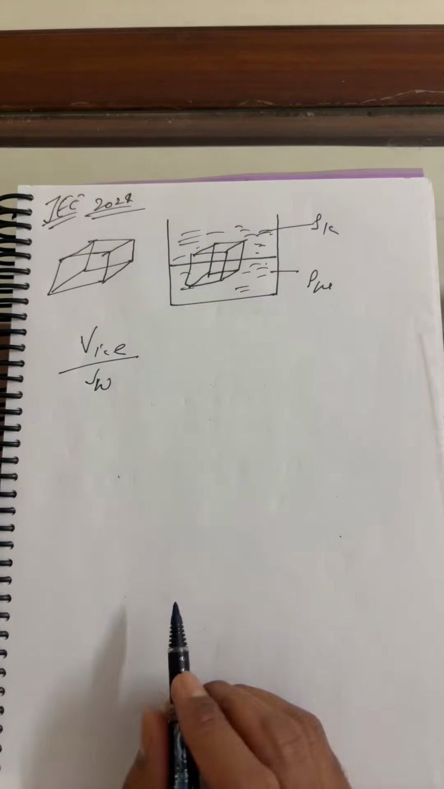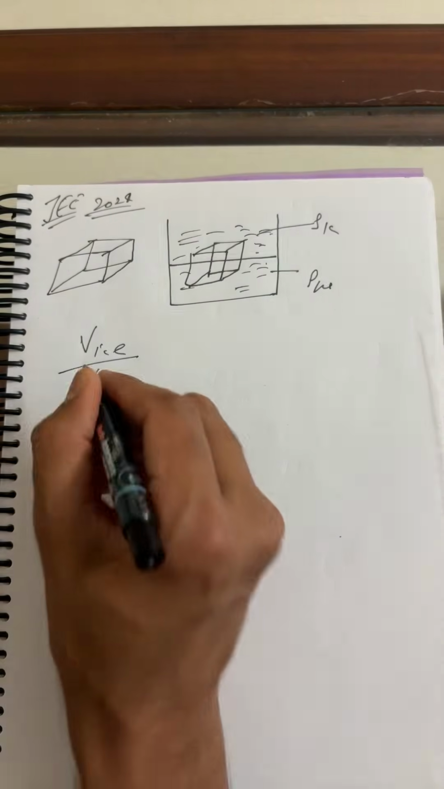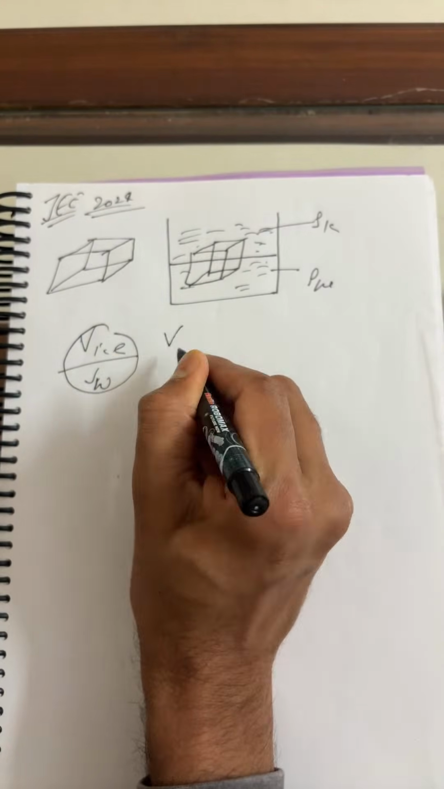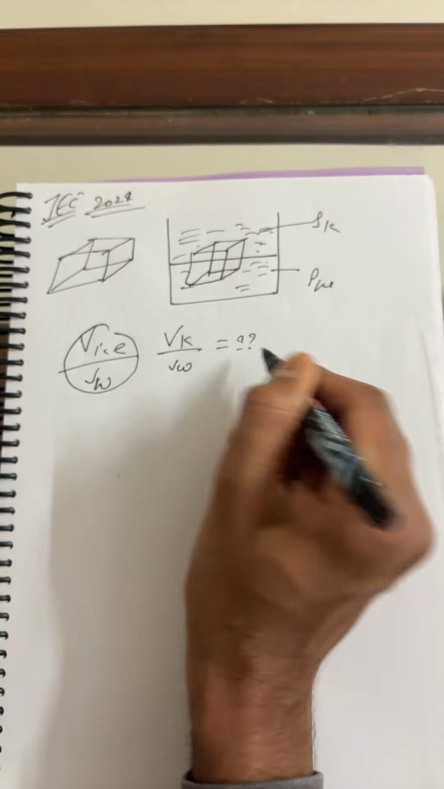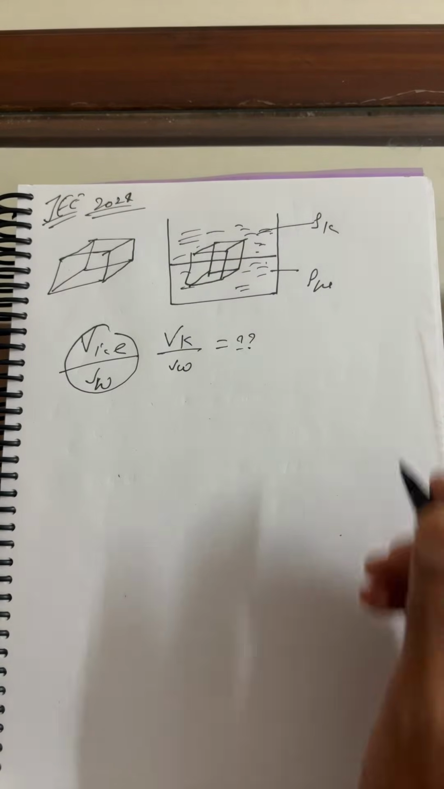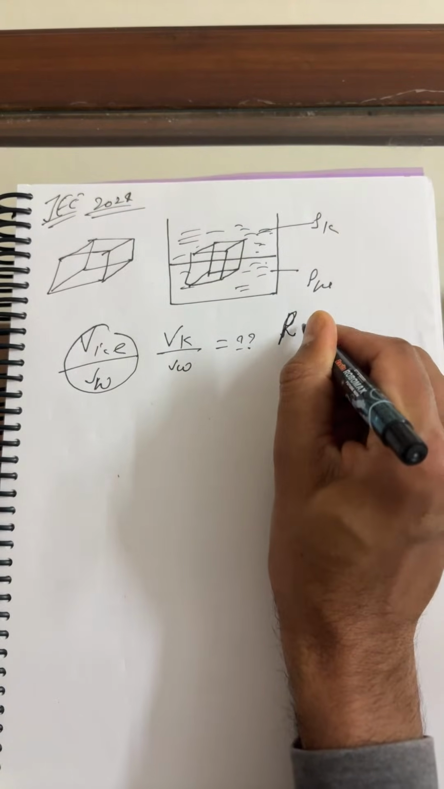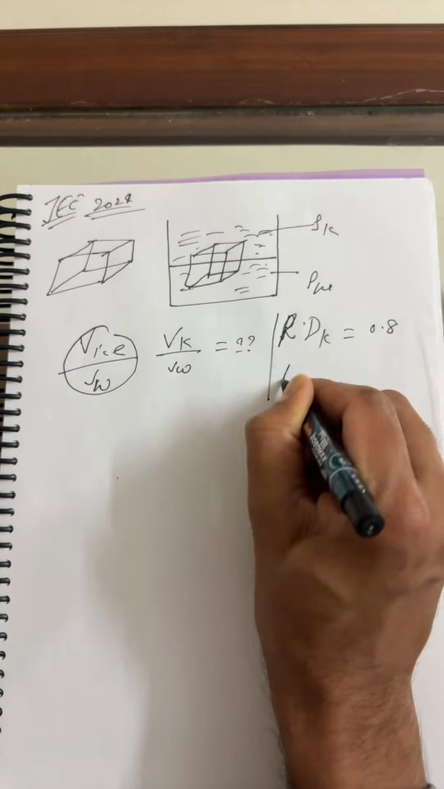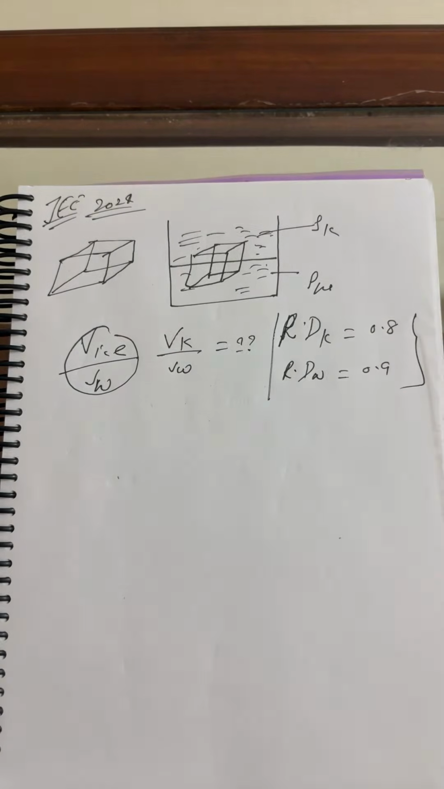What's the question here? The ratio of volume of ice immersed in kerosene oil to water. So you have to find the volume of kerosene oil to the volume of water. They mention not density but relative density. The relative density of kerosene is 0.8, and the relative density of water is 0.9. This is the data mentioned.